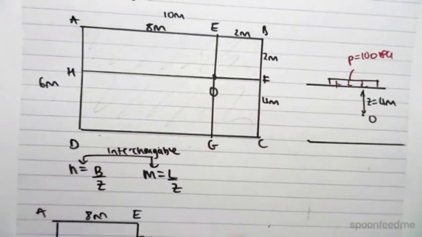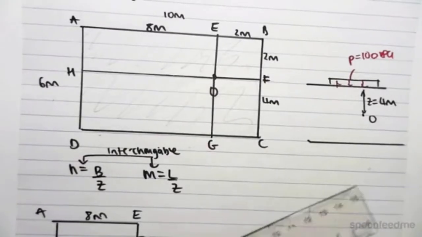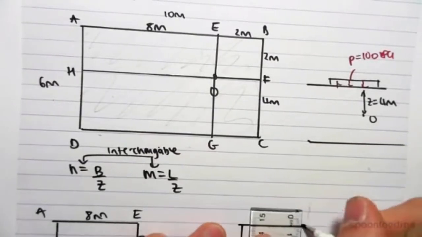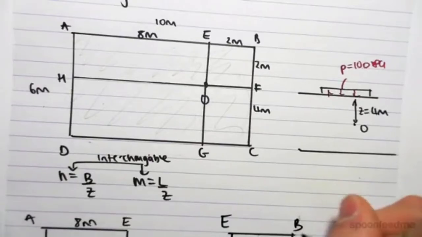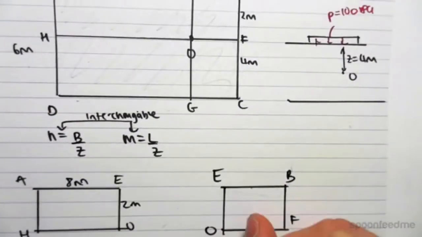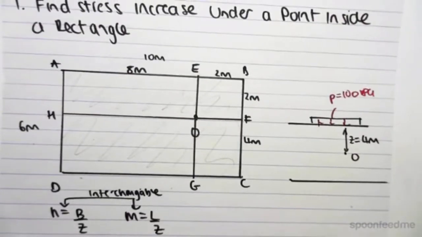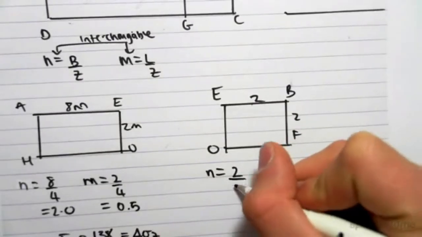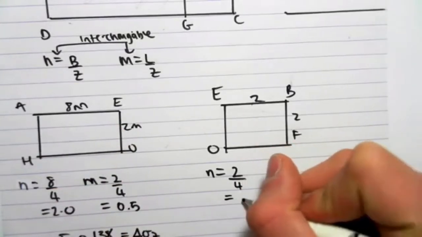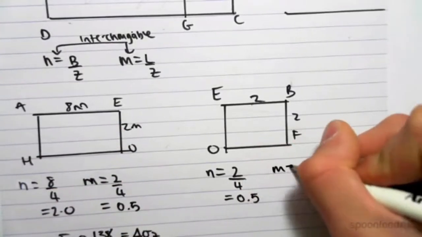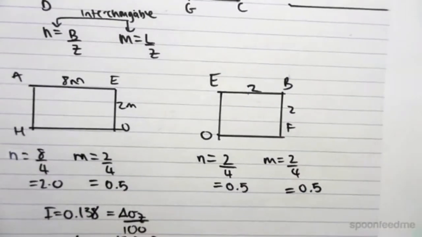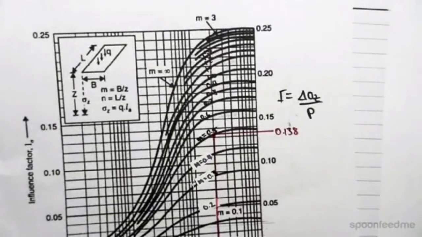So let's do EBFO. N is 2, okay, so this shape is 2 meters by 2 meters. So our N and M are actually going to be equal because N is B on Z, which is 2 on 4, which is 0.5, and M will be the exact same thing. So we have 0.5 and 0.5. Come back to our graph.